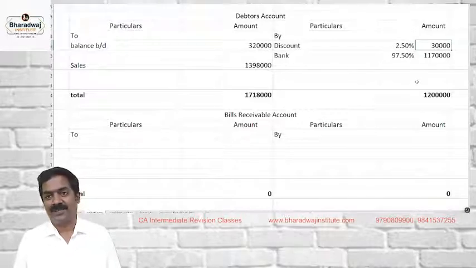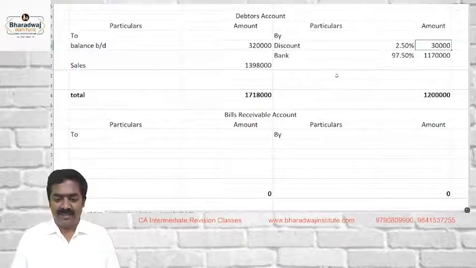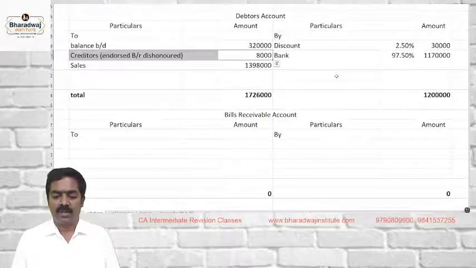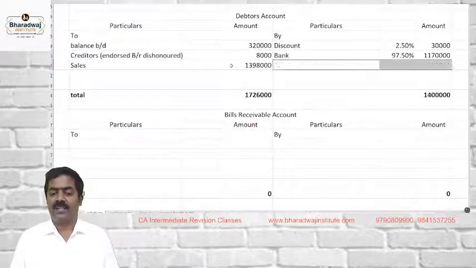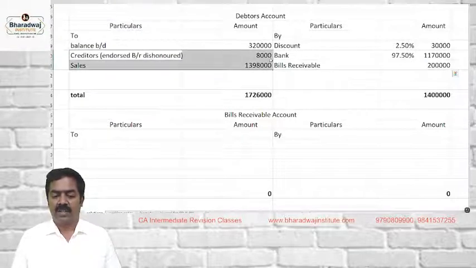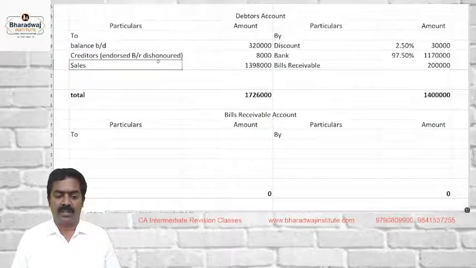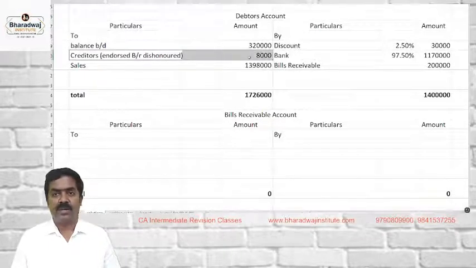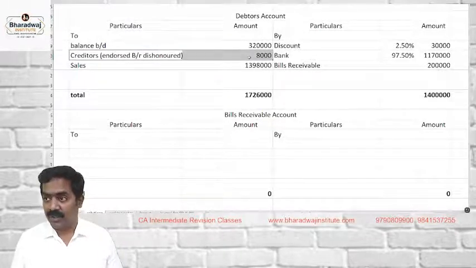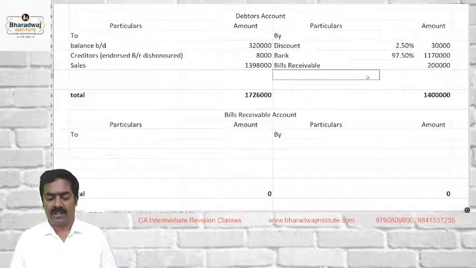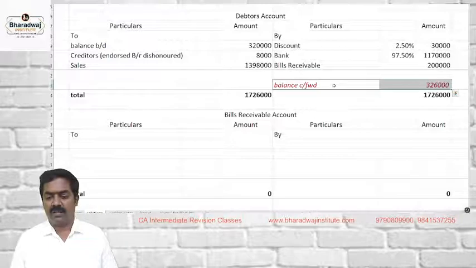Then, most important, what is the next one? Bills receivable received. How much? 2 lakhs. Apart from that, there is an endorsed bill dishonored also. What is the journal entry for endorsed bill dishonored? Debtors account, debtor to creditors account. Don't forget this. 8,000. By bills receivable received during the year is 2 lakhs. Tally this, you will get closing balance.